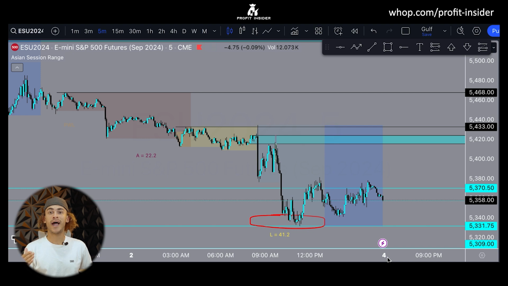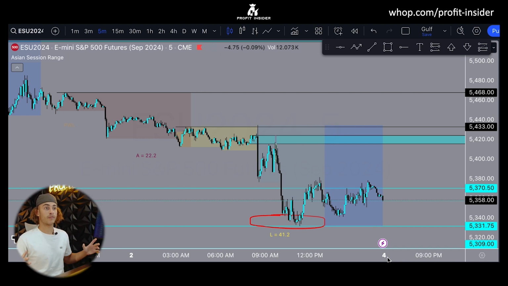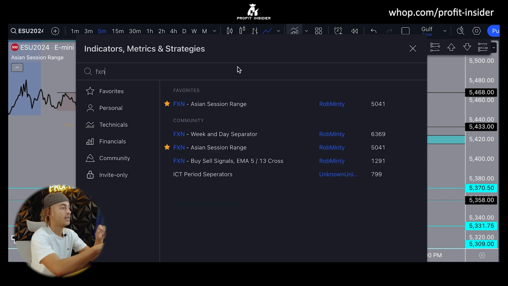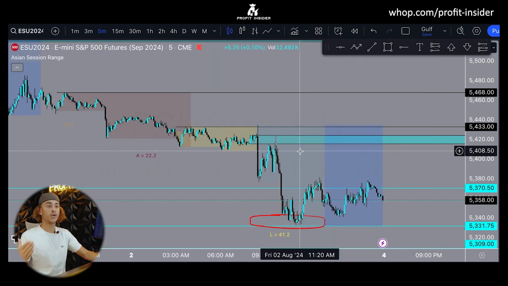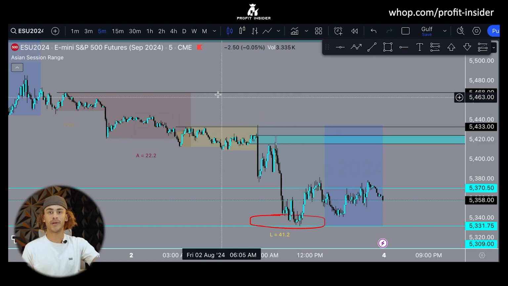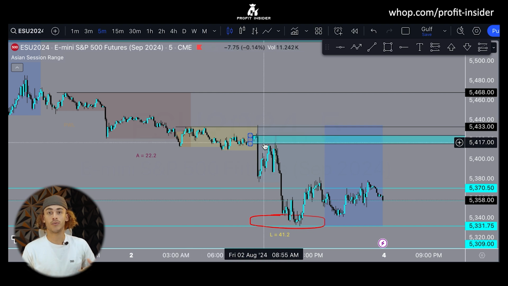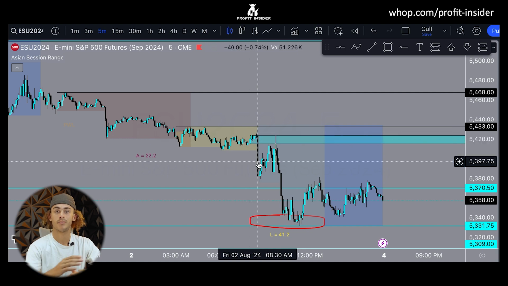So now I'm going to tell you how exactly I find my levels. The first thing I do is get this indicator called FXN Asian Session Range. It's completely free. You can download it right now. You just have to go up here and type in FXN Asian Session Range and click on that. Once I have this indicator, I then mark the highs and lows of each session. You can see right here we have an Asian high, then we have a London high, and then we have a New York high, which actually aligned with the London high. It was the same exact level, so I just kept that London high up right there.